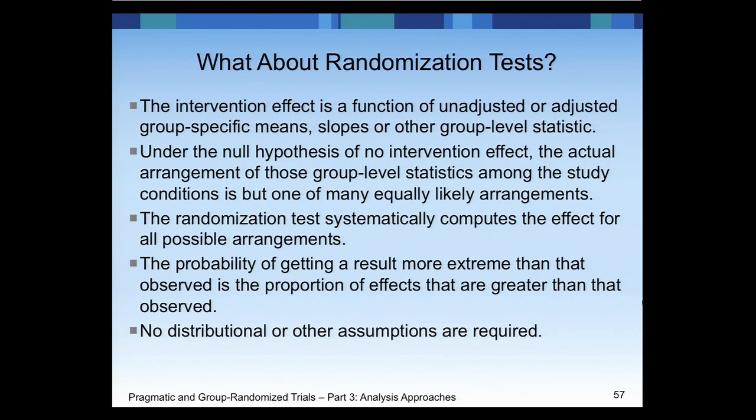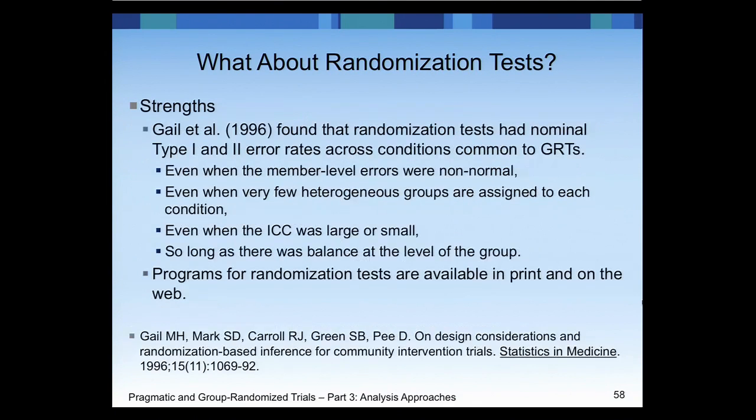With the randomization test, we actually compute every possible arrangement, and the intervention effect that we would get given every possible arrangement. The probability of getting a result more extreme than the one that we actually observed is the proportion of effects that are greater than that observed once we've generated the entire distribution. There are no distributional assumptions required, and in the unadjusted form of this test, there are no other assumptions required. This is the beauty of the randomization test. It really is assumption-free, and so many statisticians like it for that reason.